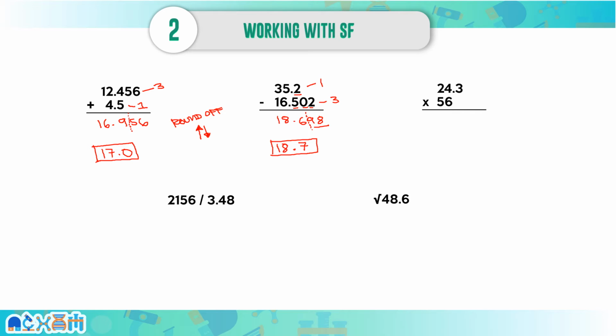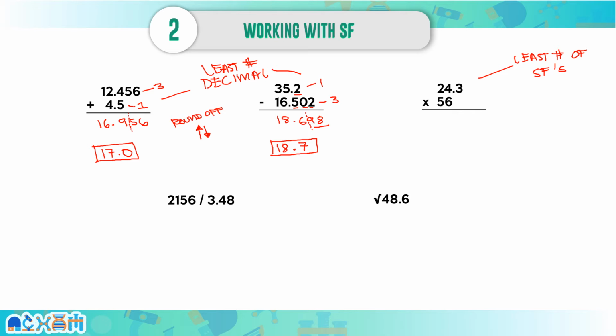Next is when you're trying to multiply, divide, or square root. This time the rule will change. Instead of following the decimal or the least number of decimal places, when you multiply or divide, what you're going to follow now is the least number of significant figures.